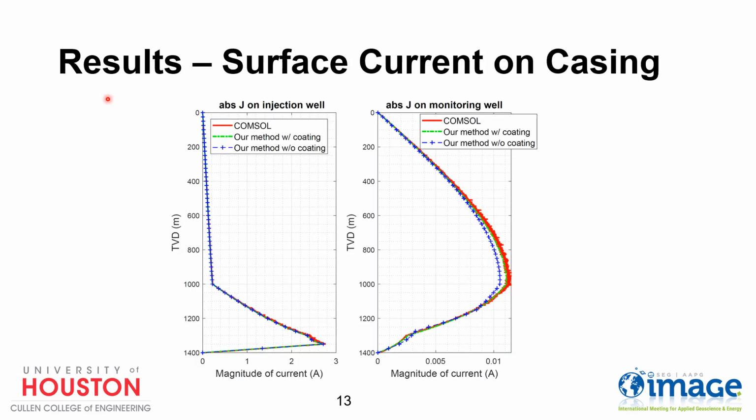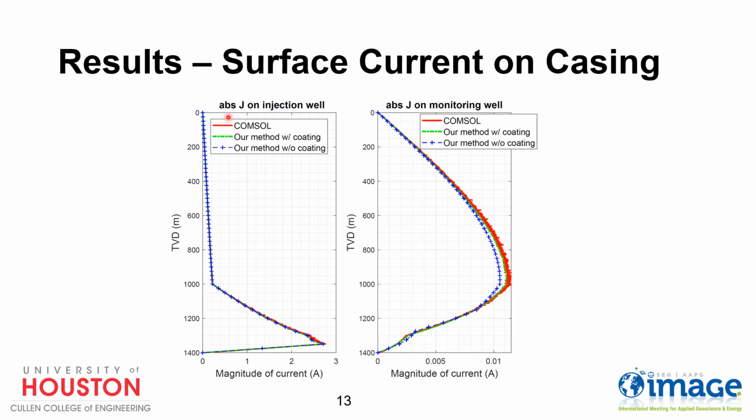Here I show the results of the surface current on the casing. In the left figure, this is the current on the injection well, and the right figure shows the current on the monitoring well. Here we can see a very large current. This is the location of the gas source.